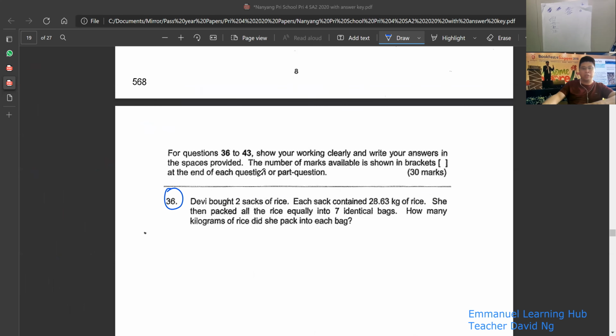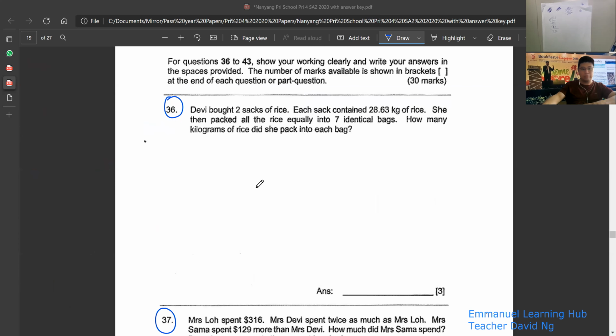Okay, let's move on to 36. Devi had 2 sacks of rice. Each sack contained 28.63 kilograms of rice. She then packed all the rice equally into 7 identical bags. How many kilograms of rice did she pack into each bag?